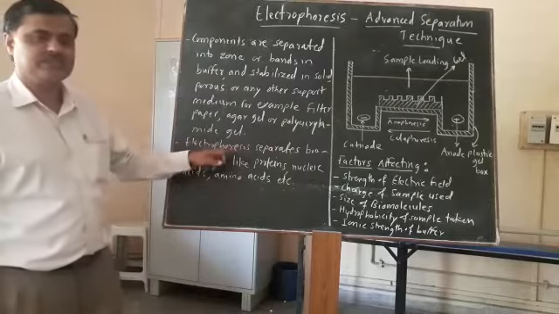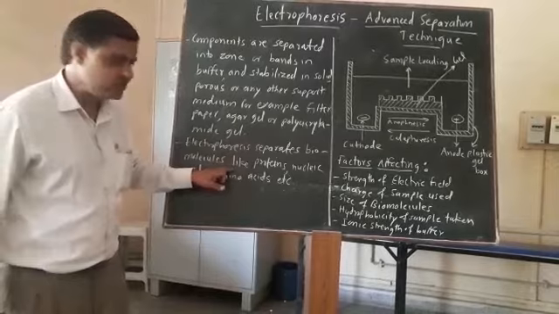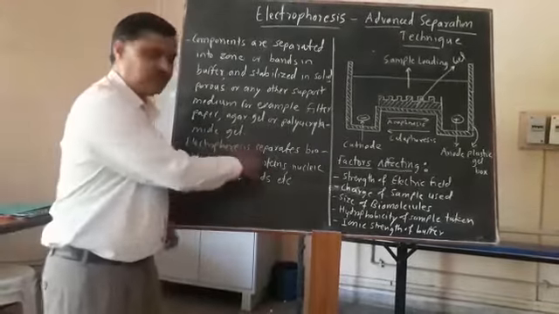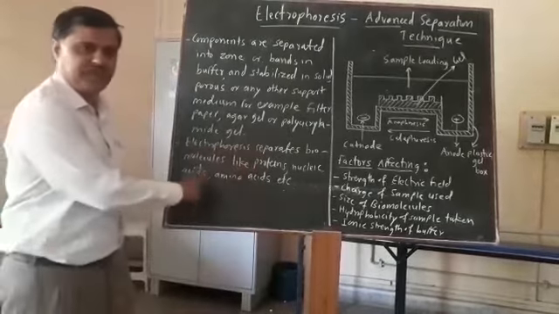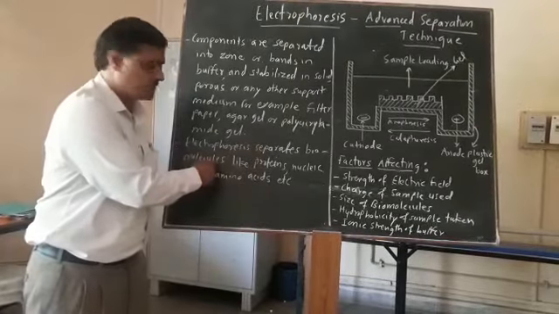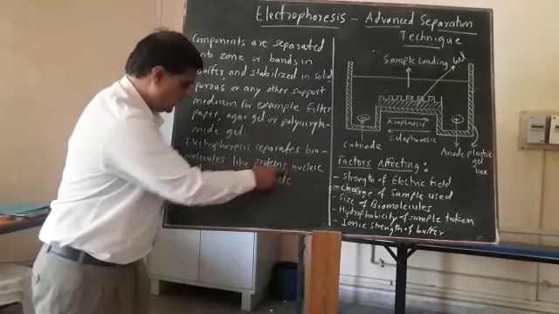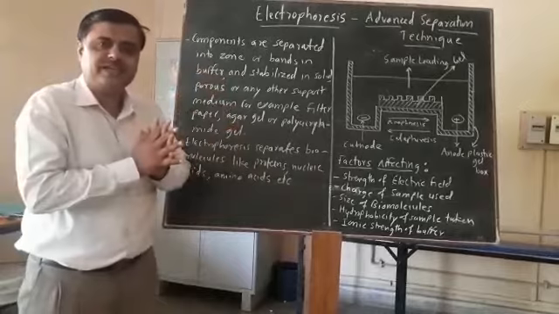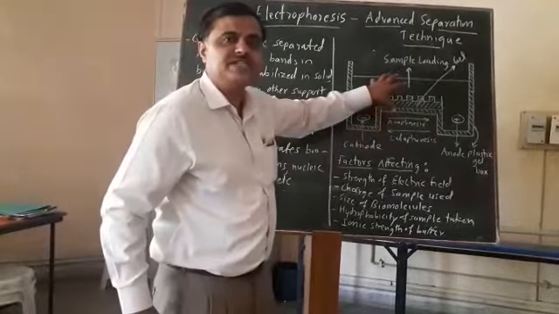Electrophoresis separates biomolecules like proteins, nucleic acids and amino acids. These are the applications of electrophoresis. This is the best example of a technique for the separation of proteins, nucleic acids and amino acids. You can understand this electrophoresis technique easily by using this schematic diagram.